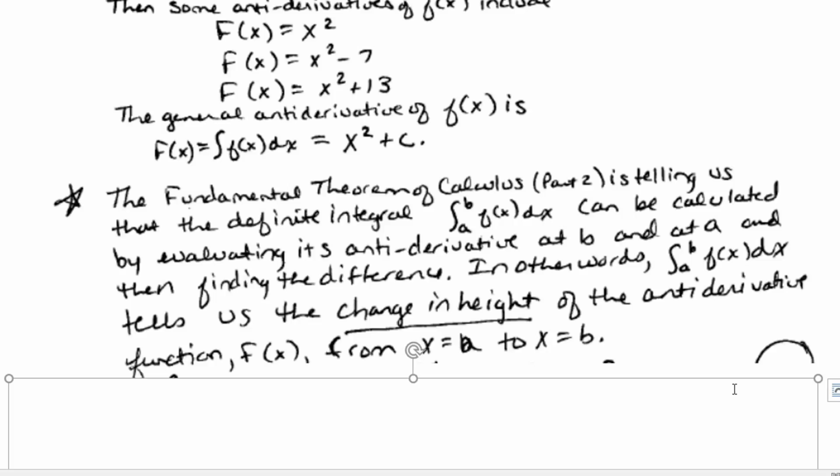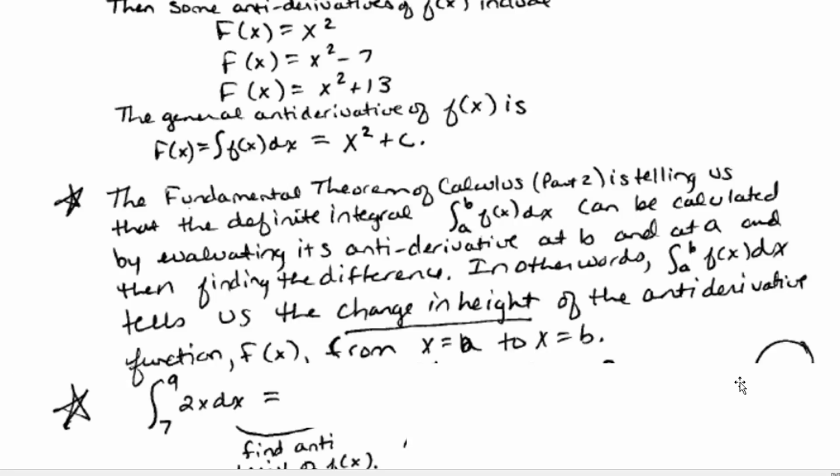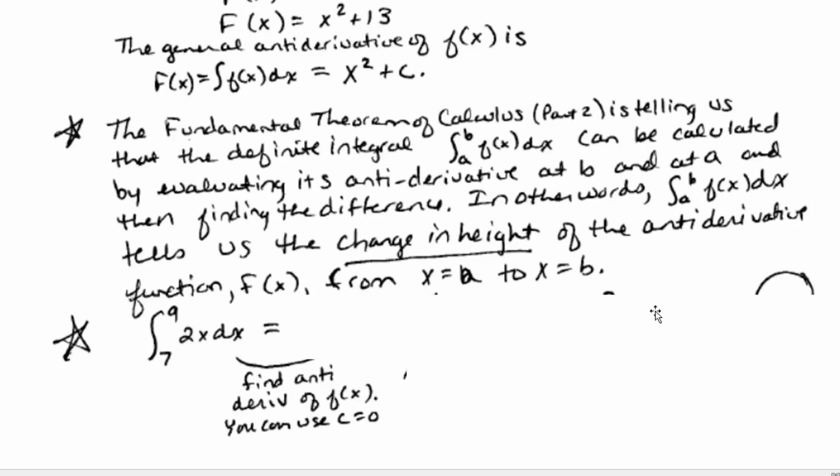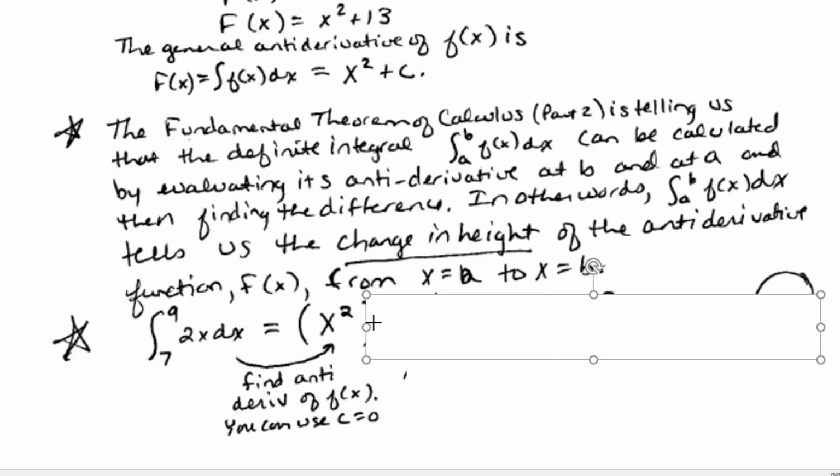So let's go ahead and take a look at this actual calculation. We want to go ahead and calculate the definite integral from 7 to 9 of this little f function 2x. So the definite integral from x equals 7 to x equals 9 of 2x dx. So the first step is to go ahead and find the antiderivative function of little f of x. So we know that in general, the antiderivative is x squared plus c. But it doesn't matter what c is equal to.